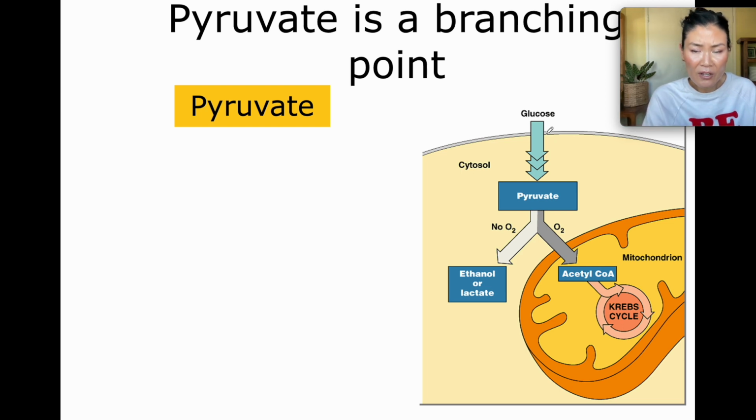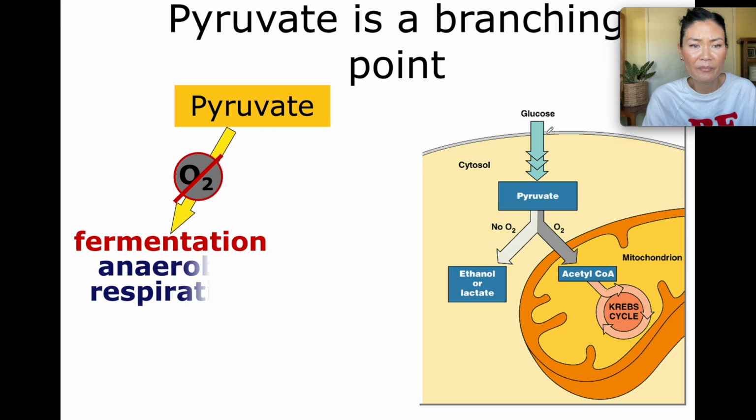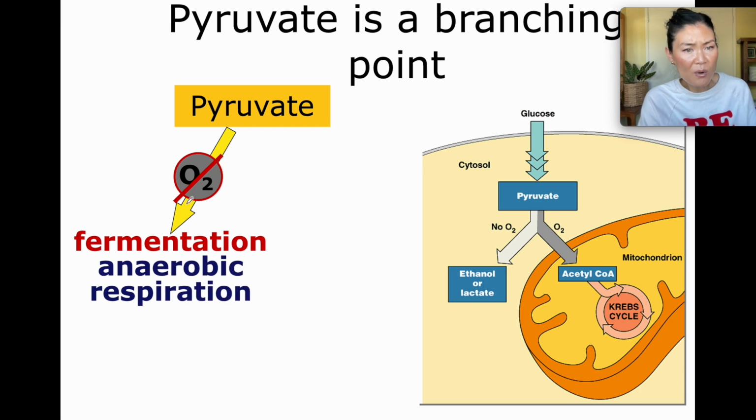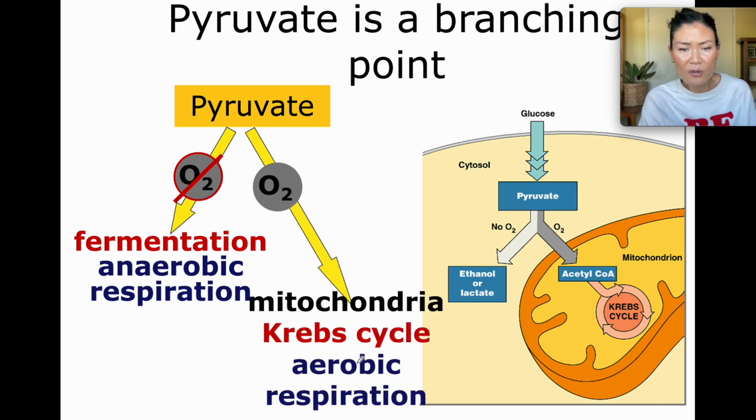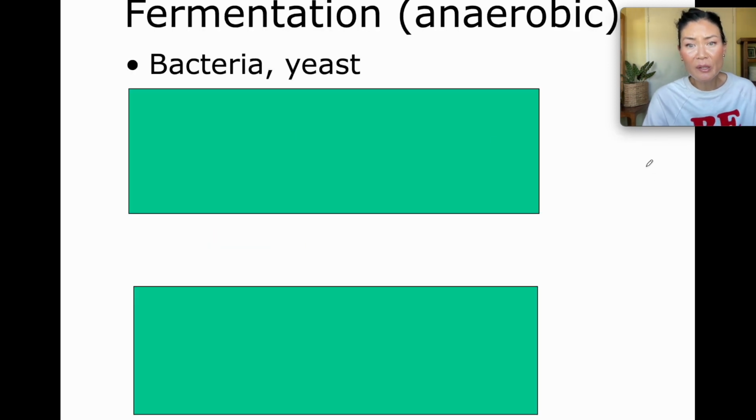If oxygen is available, then the pyruvate is going to enter the matrix of the mitochondria where it will go through the Krebs cycle. If there's no oxygen, then fermentation will take place, what we call anaerobic respiration. But if there is oxygen available, it's going to enter the mitochondria where it goes into the Krebs cycle. That's called aerobic respiration. So let's talk a little bit about some examples of fermentation or anaerobic respiration.